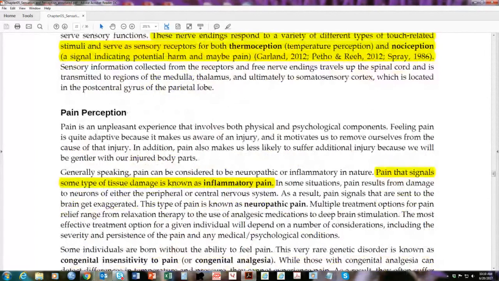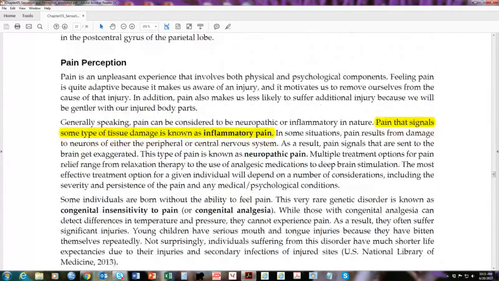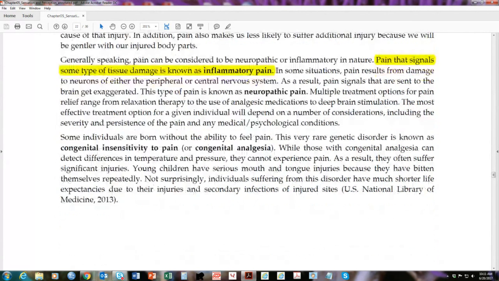Now, pain perception is caused by a couple of different things. Pain caused by tissue damage is referred to as inflammatory pain. Pain that's caused by damage to nerves is called neuropathic pain. Neuropathic pain is common in diabetes, for instance. Diabetics often suffer from neuropathic pain, but other disease conditions can cause neuropathic pain. But pain that comes from tissue damage is inflammatory pain. And then there are some people who just lack the ability to feel pain, and they have what's called congenital analgesia.